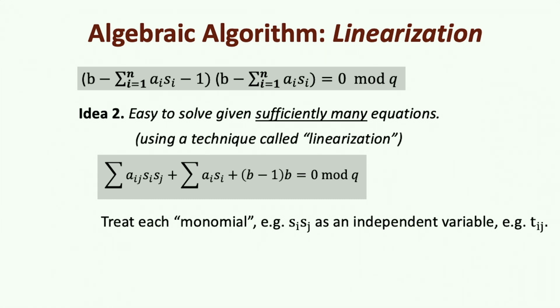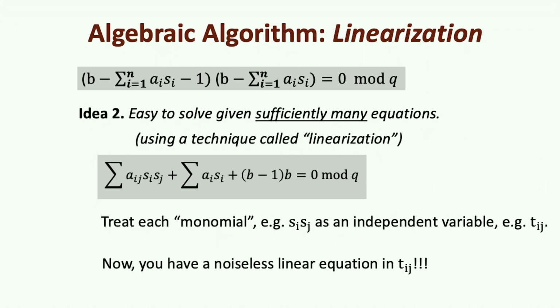So Si times Sj, I'm going to call it T sub ij. This is a new variable, right? Now, of course, in reality, these guys are all related. They have relations between them. Tij times Tjk is something, or divided by Tjk is something, right? But I'm going to ignore it.